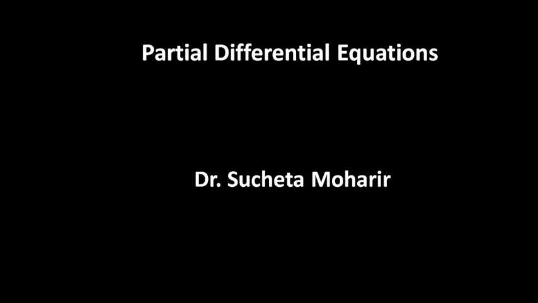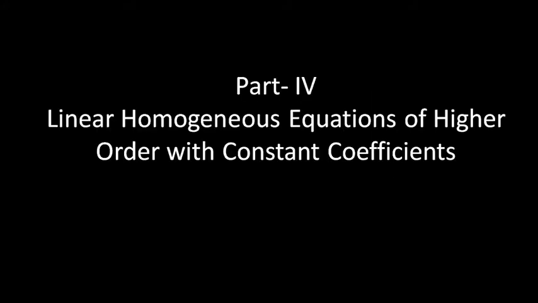In this video, we are going to discuss the topic of partial differential equations, part 4, linear homogeneous equations of higher order with constant coefficients. In the previous three parts, we discussed the PI cases number 1 to 5. Now in this part 4, we are discussing case number 6 for finding PI.